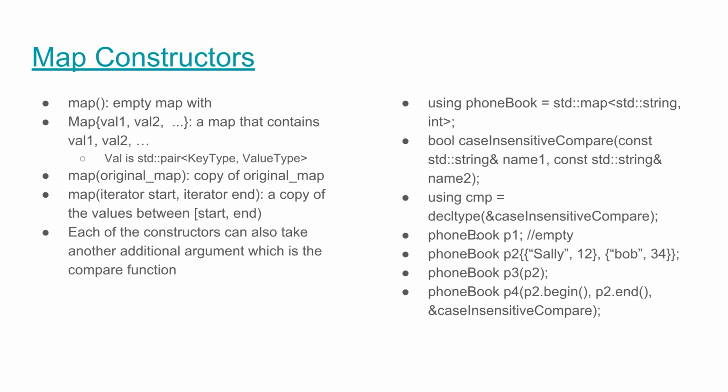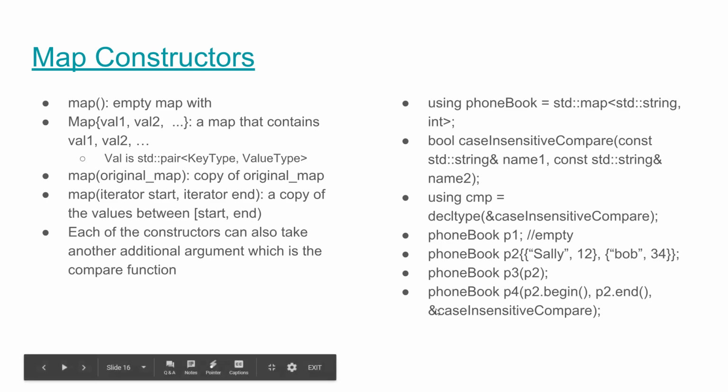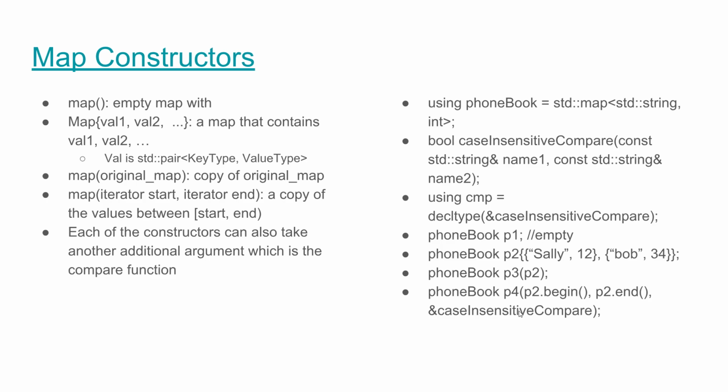So we might have our phone book over here. We have a phone book P1. We might decide to put Sally and Bob in it, right? And then again, this would be sorted with Sally coming before Bob because uppercase letters come before lowercase letters. Then I might have a phone book P3 which is a copy of P2. And then I might make a copy of P2 using the iterator method, but instead I'm going to use case insensitive comparison as my comparison function. And so now instead of having Sally then Bob, I'm going to have Bob then Sally. Because if they're compared with that, their case is not mattering, the B comes before the S.